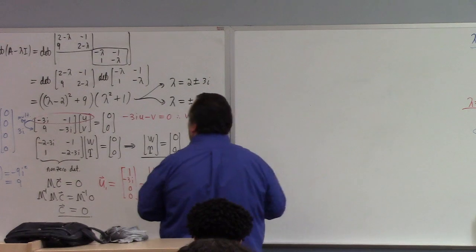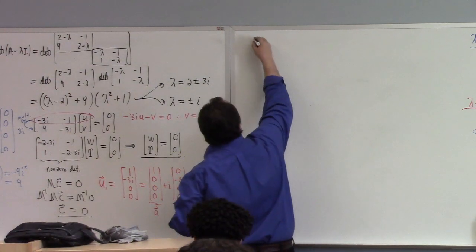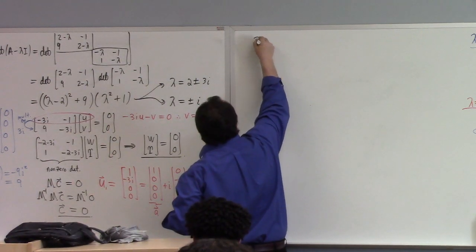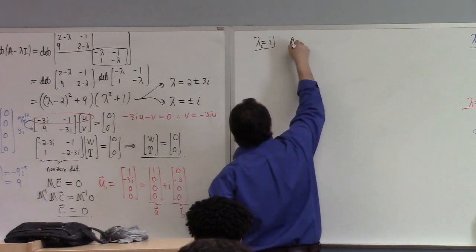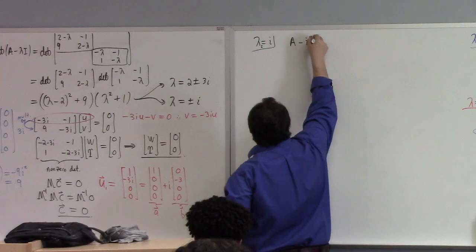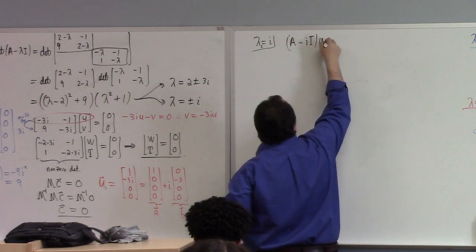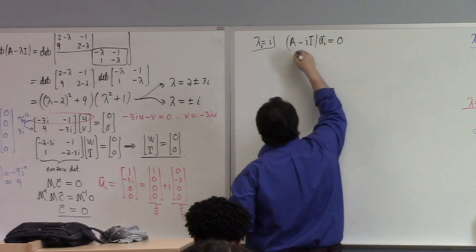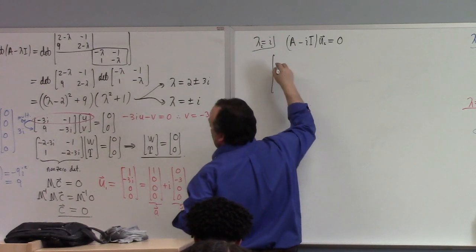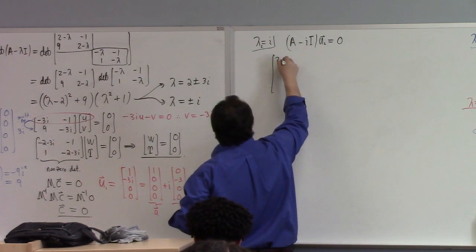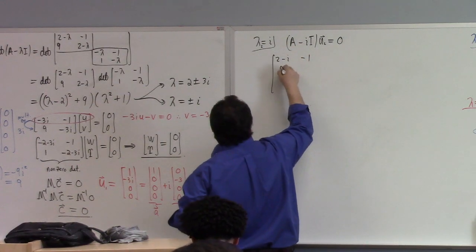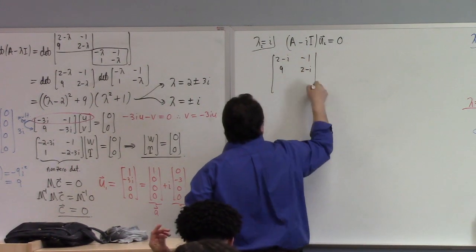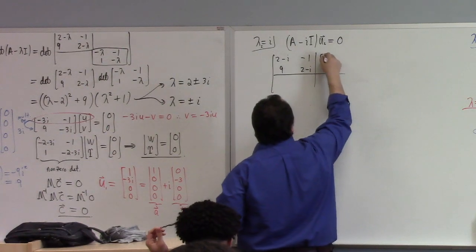So next up, we've got the less scary lambda equals i solution. And I'm going to look for A minus iI times U2 equals 0. And that is going to give us 2 minus i, minus 1, 9, 2 minus i, right? Zeros.